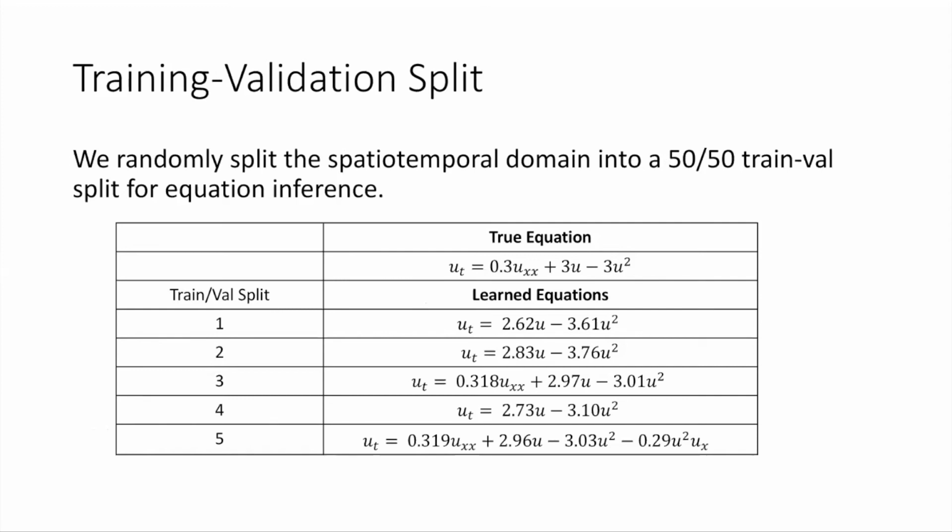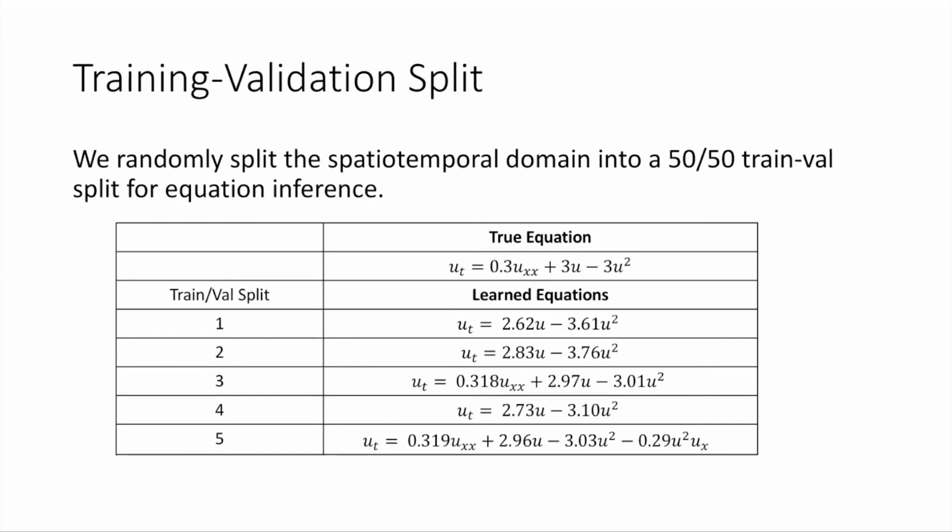Also, in our previous study, we were able to show that the PDE-FIND algorithm is sensitive to the training and validation splits over which it's trained. So for example, we'll use a 50-50 training and validation split of our spatiotemporal domain for inference. Here's a quick example where over 5 different training and validation splits, our inferred equations are the logistic equation 3 times, the Fisher-KPP equation 1 time, as well as this other equation the final time.